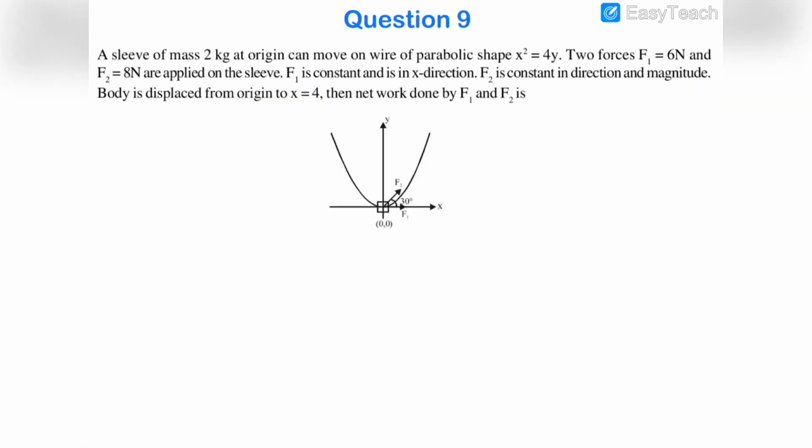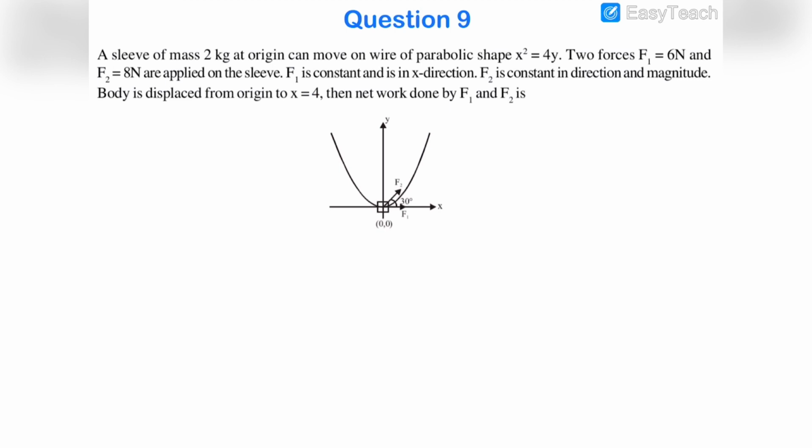In this question you can see that there is a sleeve of mass 2 kg which is at the origin, and this sleeve can move on this parabolic wire shape which has an equation of x square is equal to 4y. There are two constant forces. F1 is 6 Newton and F2 is 8 Newton. These are constant in magnitude as well as in direction. This sleeve is displaced from origin to x is equal to 4. So we have to find out the net work done by F1 and F2.